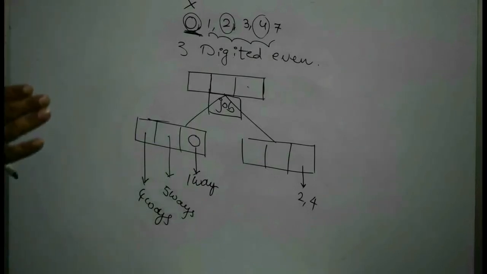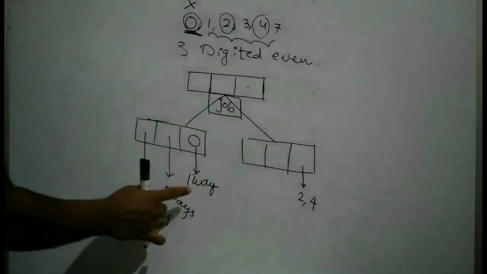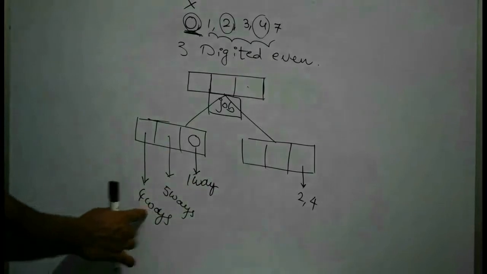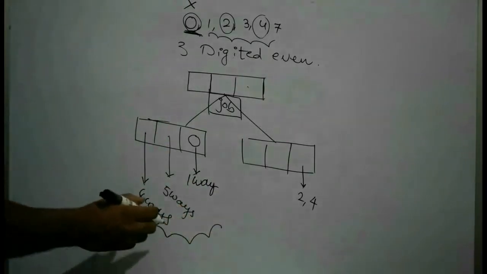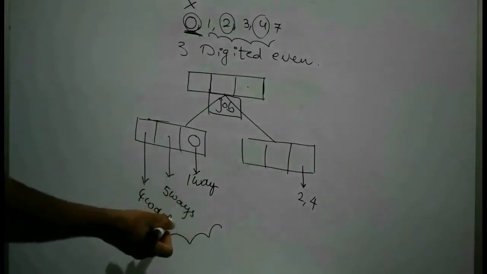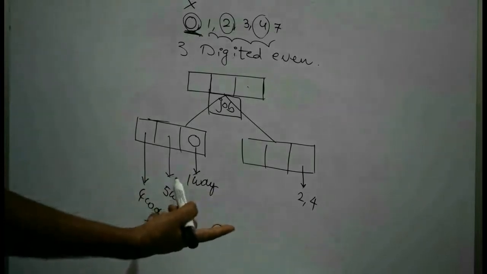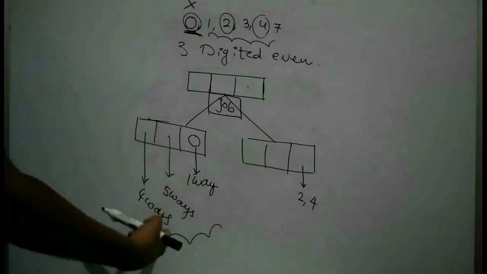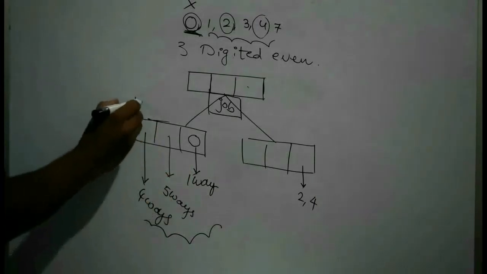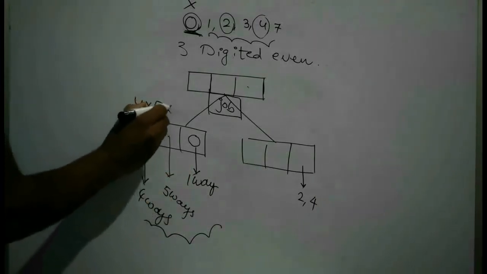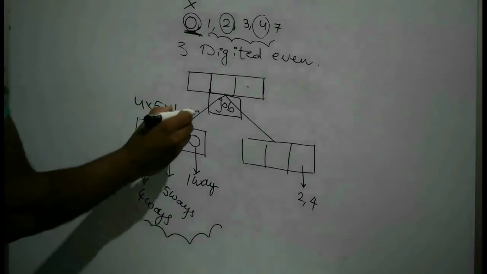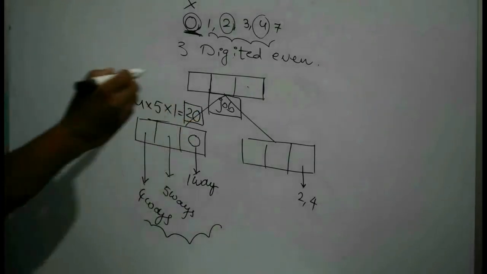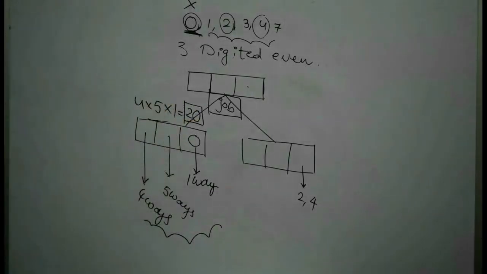So now the job is finished. Whenever you do this one and this one, and also this one, then the job is finished. So you want to do these 3 works one by one. Therefore, there comes the fundamental principle of multiplication. So what we have to do? 4 into 5 into 1, that is equal to 20 ways. 20 ways it can be finished.